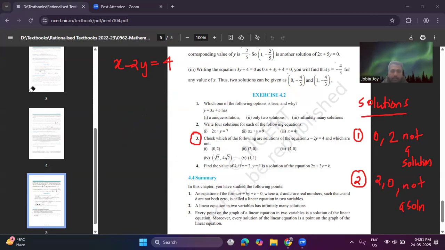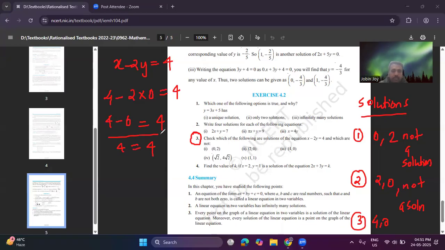Okay. Then try the third one, 4, 0. So x is 4 minus 2 into y is 0 equal to 4. So 4 minus 2 into 0 is 0 equal to 4. So 4 minus 0, so 4 equal to 4. Yes, this is true, right? That means this is a solution. So 4, 0 is a solution of the given equation x minus 2y is equal to 4.